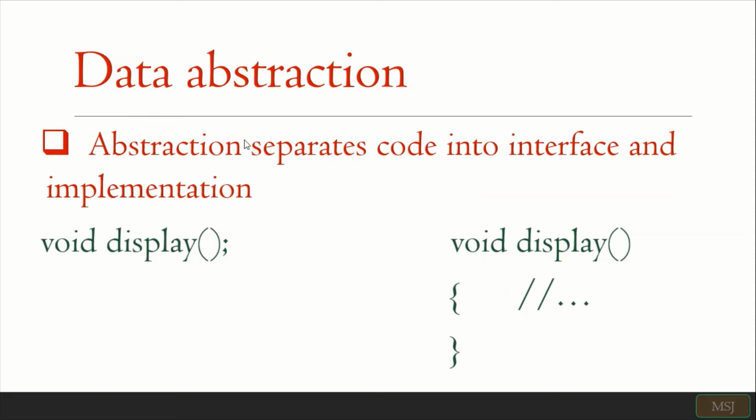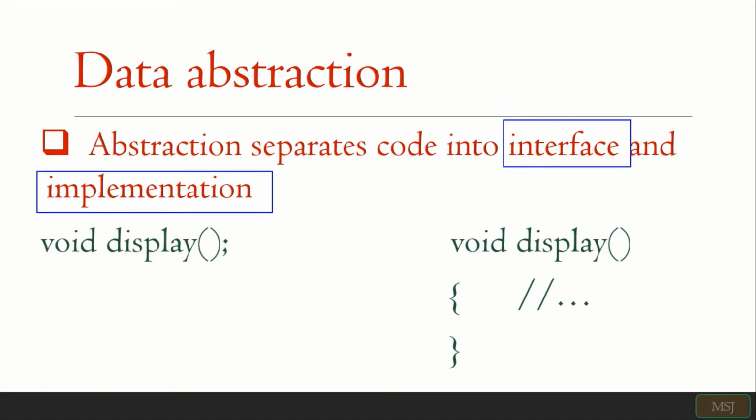Now let's come to programming. Here, abstraction separates code into interface and implementation. Once again, we are using these two words. One is interface, and the second one is implementation. Now, these are two different words. Yes. What is interface now?